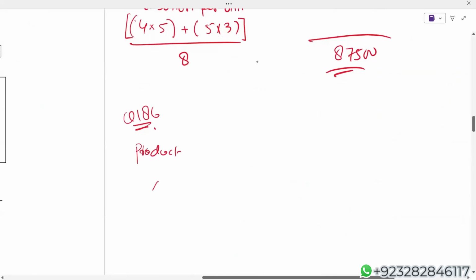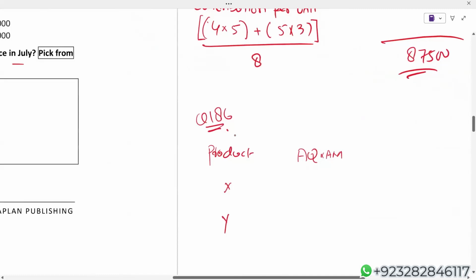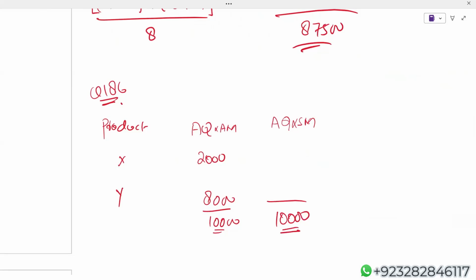We've got products X and Y. Actual quantity into actual mix, they have given us 2 and 8. Now we will convert this actual quantity according to the standard mix, so actual quantity into standard mix. Of course, the total will remain the same, but the ratio will change. The ratio was, I think, 3:6, if I'm not wrong.